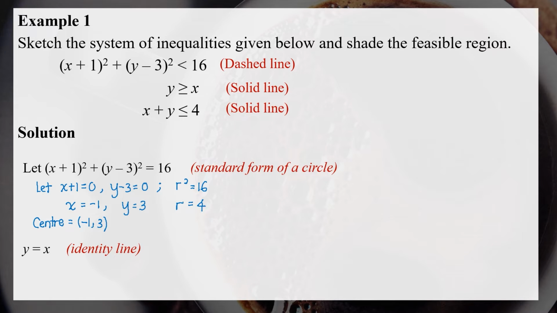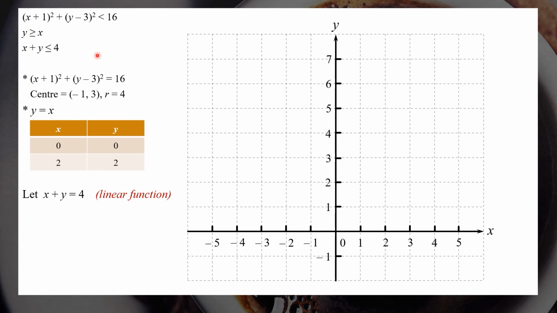Next we move on to the second inequality. So we let y is equals to x. This is an identity line. So by using the table of values, when x is 0, we can substitute here, y also equals to 0. When x is 2, when we substitute into this equation, y also equals to 2. As a reference, I rewrite the system of inequalities and the information from the first and the second equation.